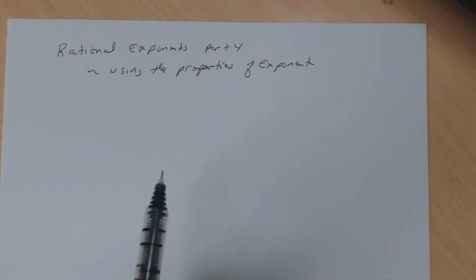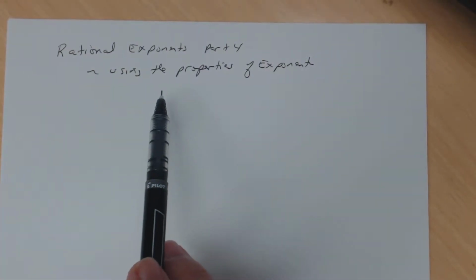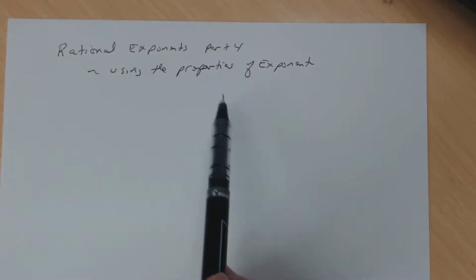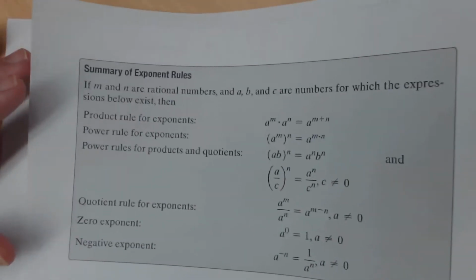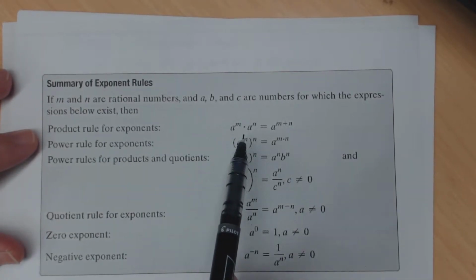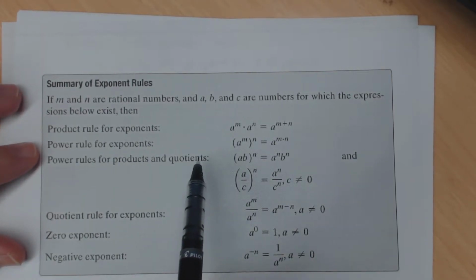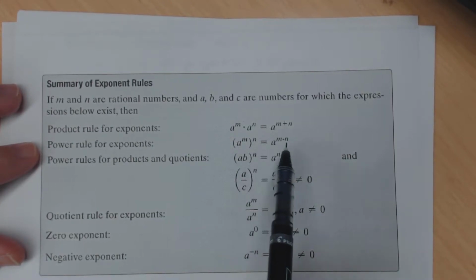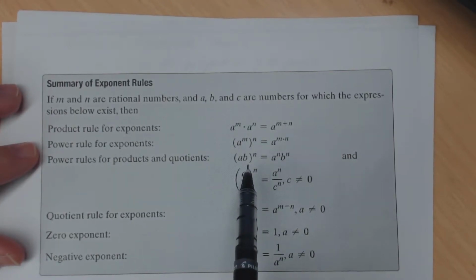So in this lesson, part four, rational exponents, we're going to talk about the properties of exponents. Just a review of the exponent rules. So we talked about the product rule: when you multiply like bases, you add exponents. The power rule: power of a power, you multiply the exponents.